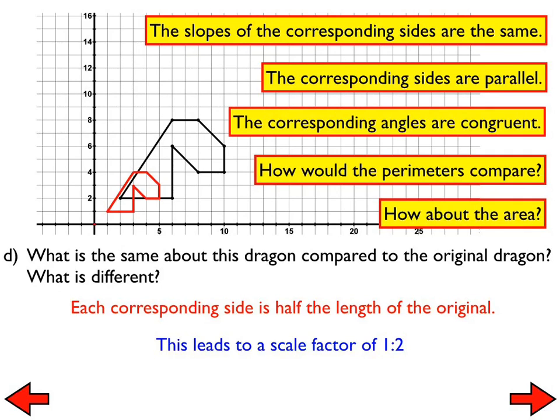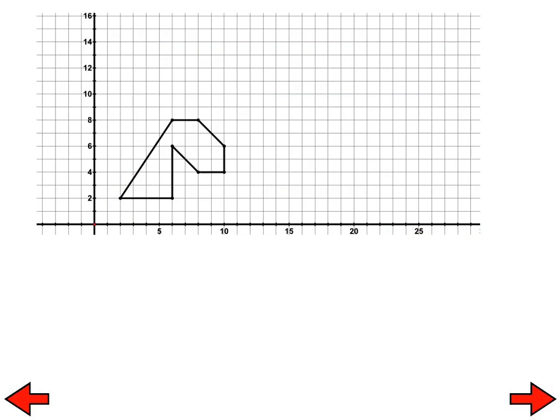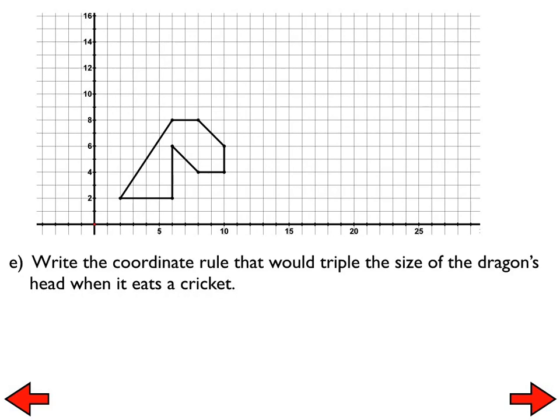Now, part E. You don't have to graph this one, and some of you already did this question. Write the coordinate rule that would triple the size of the dragon's head when it eats a cricket. If you didn't already do that, I will give you 30 seconds to come up with that coordinate rule, and that's about 25 seconds too long. Tatiana, what's that rule? 3x, comma, 3y. Very good.